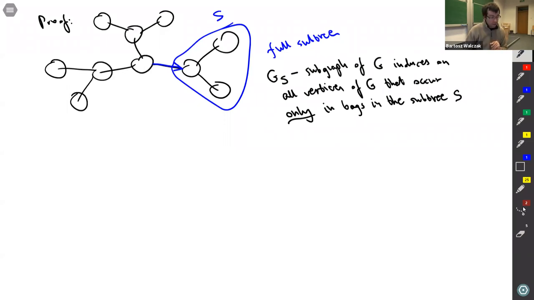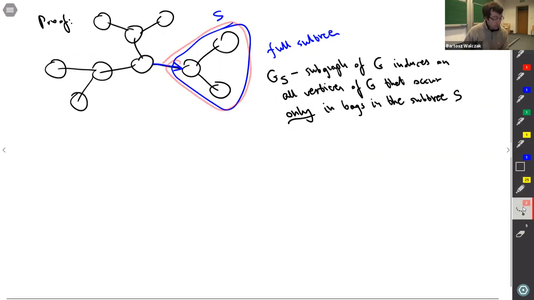Okay, so I'm taking the union of these bags here. You can look at it as the set of vertices. I'm looking at the union of these bags, but I also subtract the content of this bag here. So I'm looking only at the vertices which appear in the bags in the subtree S, and don't appear in any other bags. Okay.